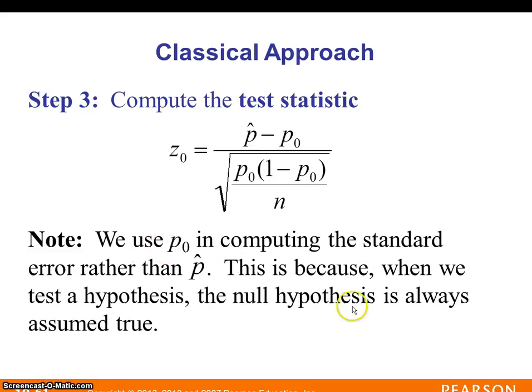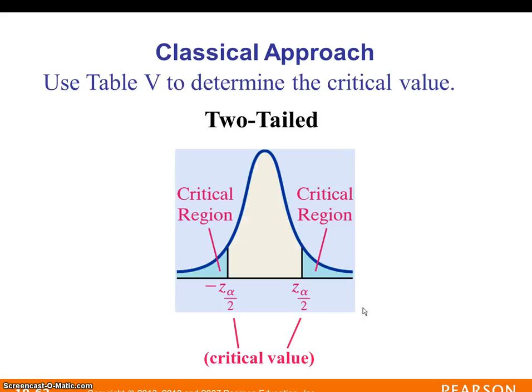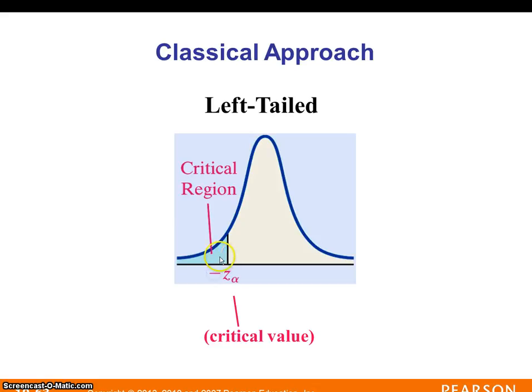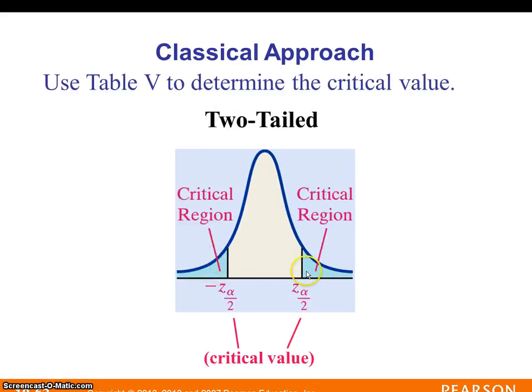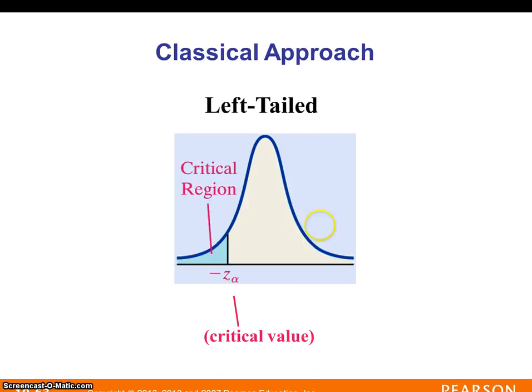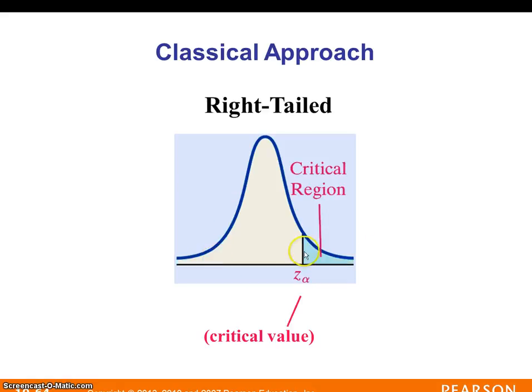Again, if it's a two-tailed test, then if your computed statistic falls in this region over here, or this region over here, you would reject the null hypothesis. For the left-tailed test, if your test statistic falls in this region, again you would reject the null hypothesis. And for a right-tailed test, if your calculated value z sub 0 falls in this region, you would reject the null hypothesis.